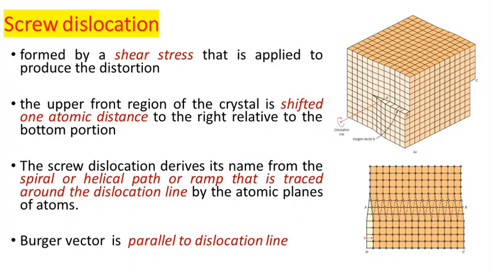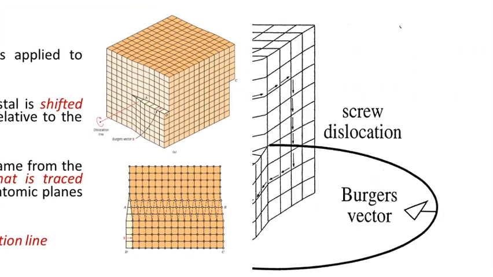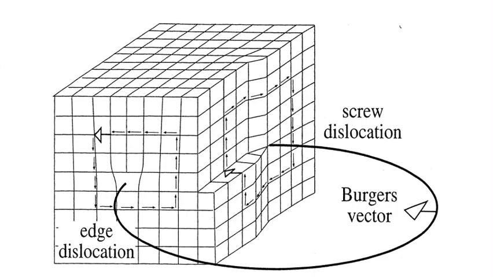Okay, the screw dislocation derives its name from the spiral or helical path which is traced around the dislocation line. So that particular line passing through the plane of the dislocation, or that twisting, is the dislocation line for the screw dislocation. Okay, in the case of the Burgers vector, it is parallel to the dislocation line. That observation we can see from this particular figure.